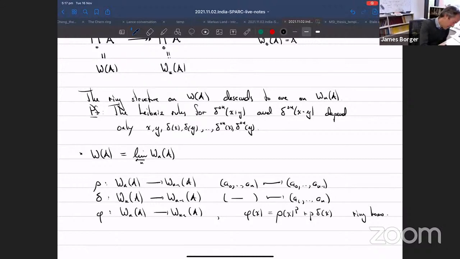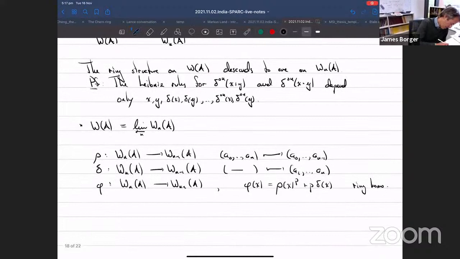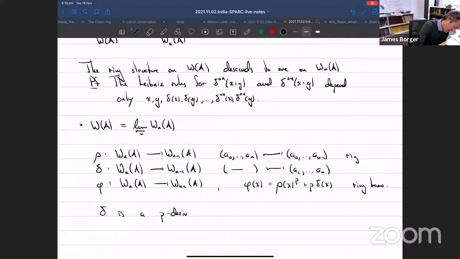Okay, if you like, maybe I'll say that delta is a p derivation. I didn't just talk about what a p derivation would be if you change the ring, but because you have just a regular ring homomorphism, oh, this is a ring homomorphism, maybe I should say that. Okay. Also a ring homomorphism. So you could say delta is a p derivation with respect to the ring map rho.